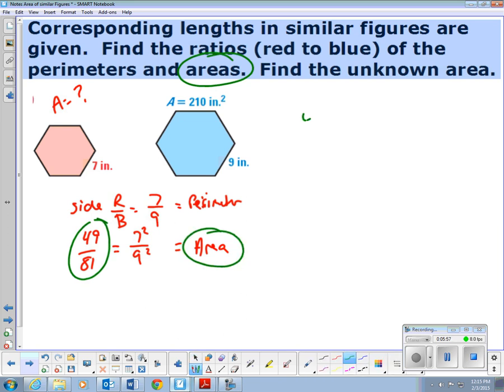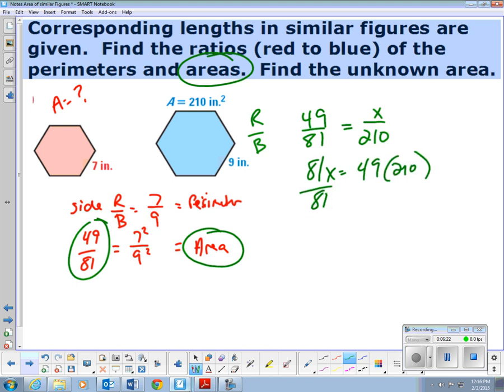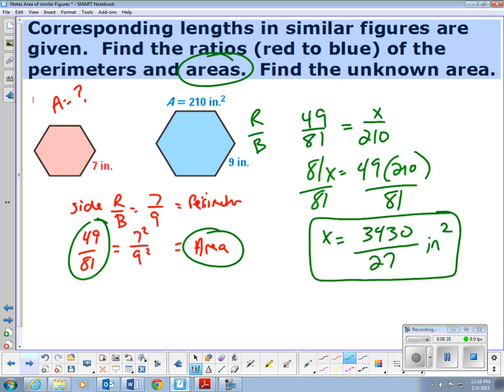So I write that 49 over 81. Remember, I'm doing red to blue equals the red area. I don't know that, so we'll make that a variable. The blue area is 210. And then we cross multiply and solve. So I get 81x equals 49 times 210, divided by 81, divided by 81. Simplify that down, that's 3,430 all over 27. And of course, that'd be inches squared. Remember, the units are important.